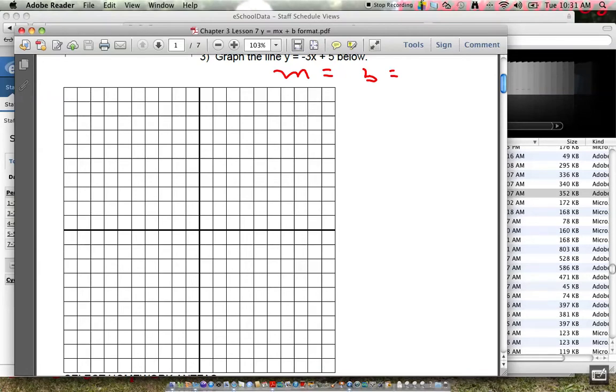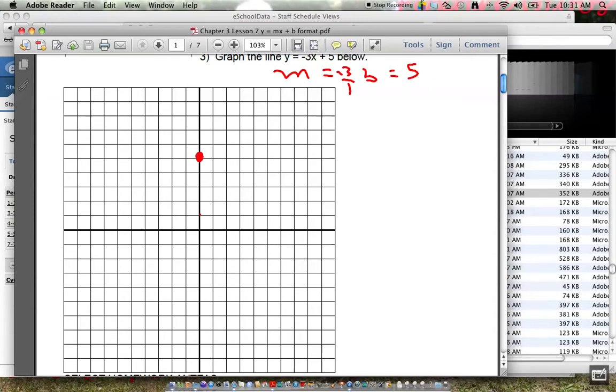Okay, what's the slope, everybody? Guys, what's the slope? Negative 3 over 1. Good. What's the y-intercept? 5. Where do I begin? 5. 1, 2, 3, 4, 5.